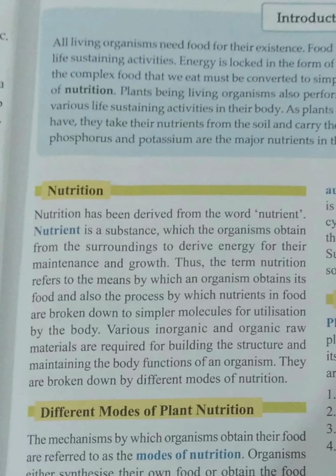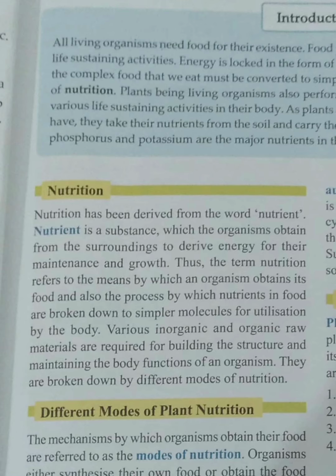Nutrient is a substance which the organism obtains from the surroundings to derive energy for their maintenance and growth. Thus, the term nutrition refers to the means by which an organism obtains its food and also the process by which nutrients in food are broken down to simpler molecules for utilization by the body.